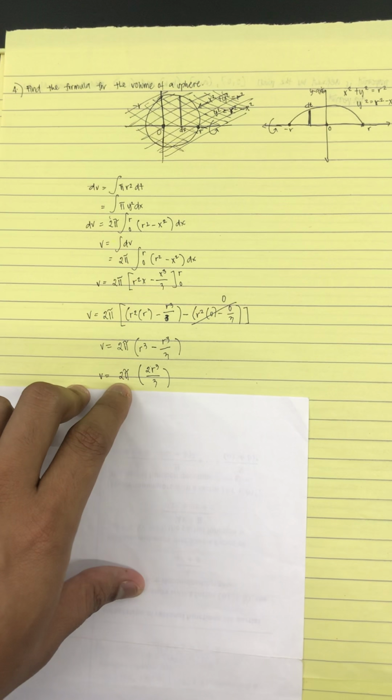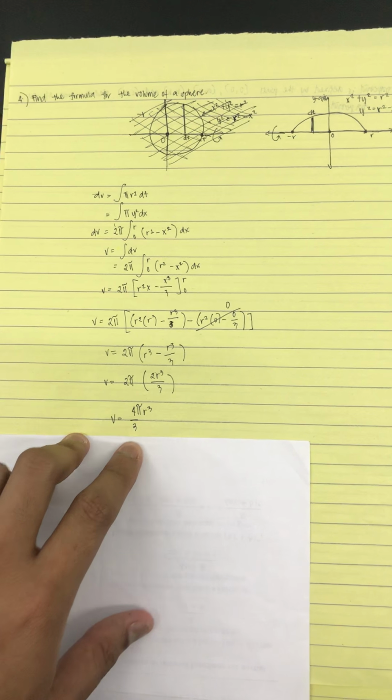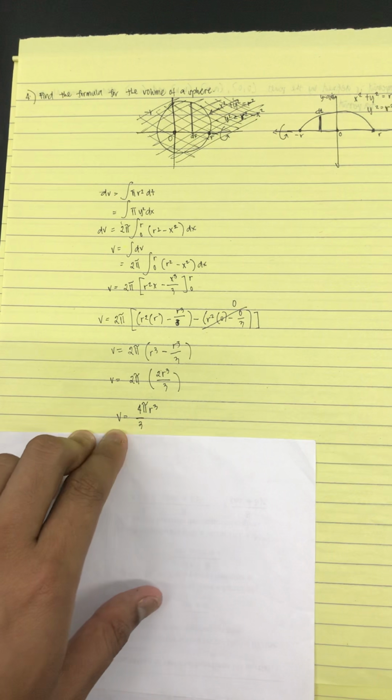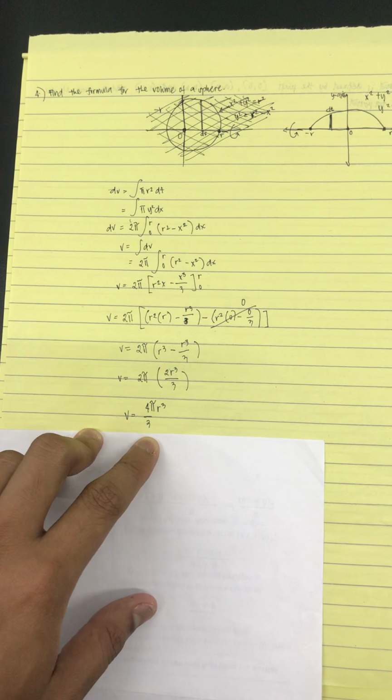And we can distribute 2 pi. And now we have our final answer: the volume of the sphere is equal to 4 pi r cubed over 3.